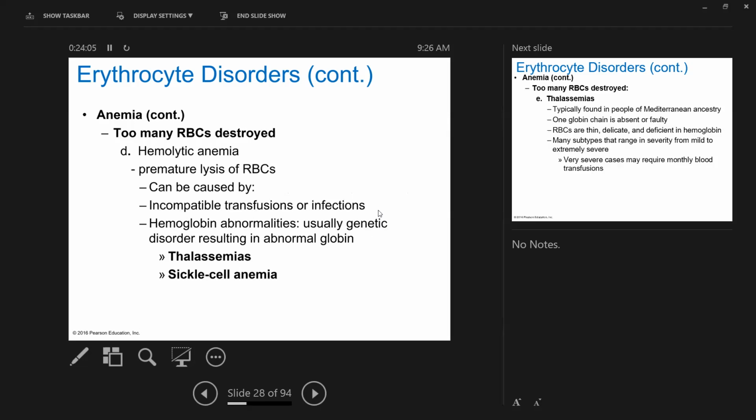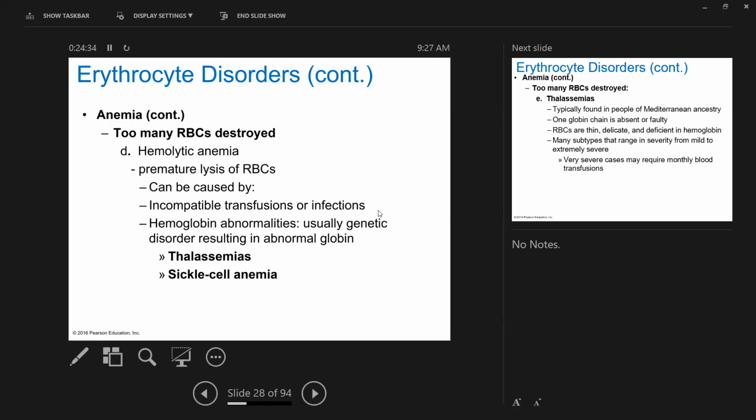Now we have a problem called hemolytic anemia. Now, lytic means lysis, means rupture. So hemolytic means a rupturing of blood. Hemo means blood, so hemolytic means blood being destroyed. Hemolytic anemia, you're destroying the red cells early. Red cells typically last for 4 months, but you are destroying them much earlier than that.